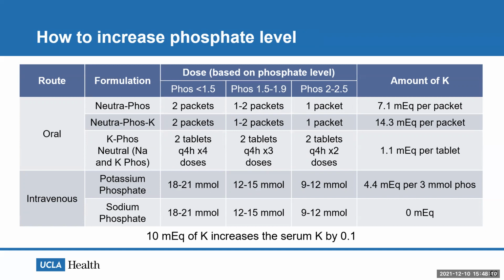The other thing to notice is that most phosphate repletion has potassium in it. So someone has a potassium of 6, but their phos is low, you should probably just give sodium phosphate because you don't want to add fuel to the fire in terms of the hyperkalemia. So this is going to be available to you as a reference, so don't worry.